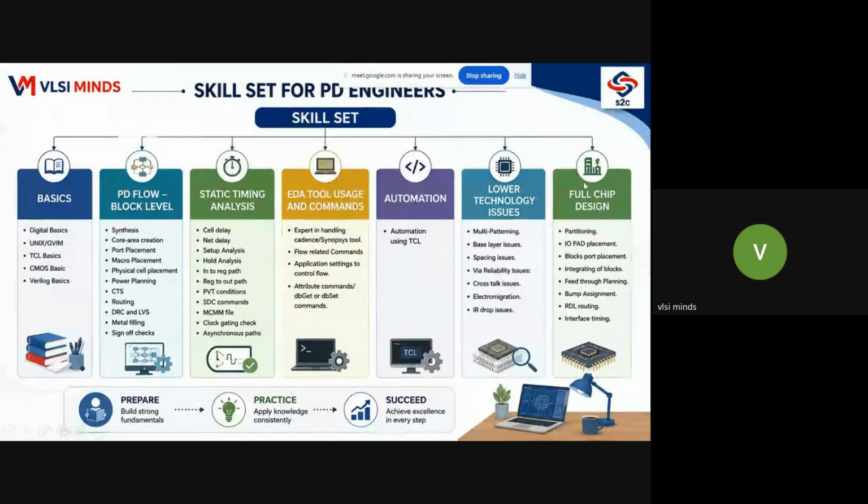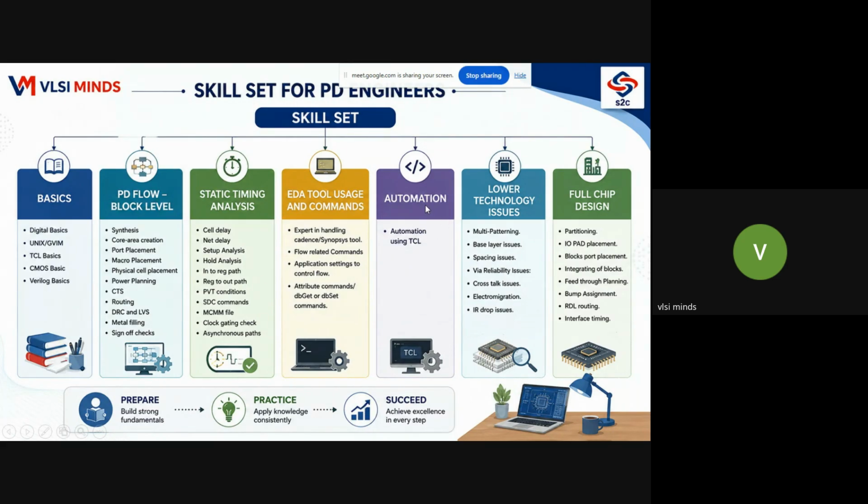So if you know all these things, you can become a full chip design engineer. There is a great advantage if you become a full chip design engineer, because it's not easy to become that. So these are the main skill set required for a PD engineer. First four things, right? You don't need all the seven. First four things are very important.